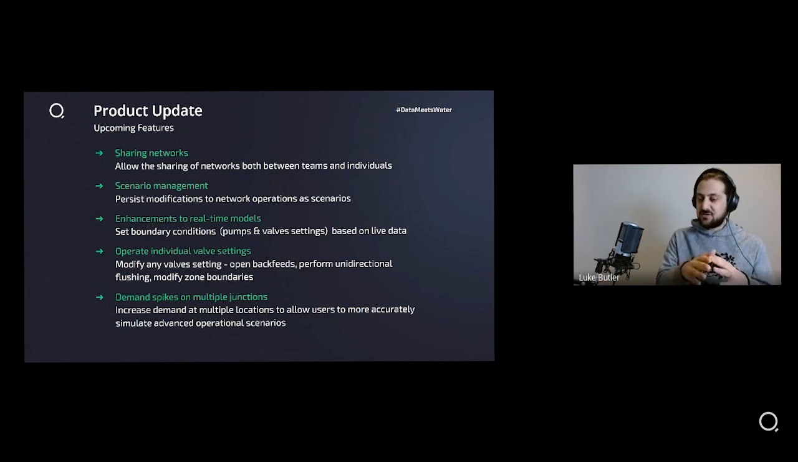A couple of other minor tweaks that are also important: allowing people to operate individual components like individual valves. Previously I showed you we could automatically select all the valves, but there are some use cases where you want to close single valves to do things like opening backfeeds in emergencies, to allow you to do unidirectional flushing, or DMA design. These are all feedback we've got from users saying, we like this tool, but this is our specific use case. So adding a small feature like that can open the door wide.